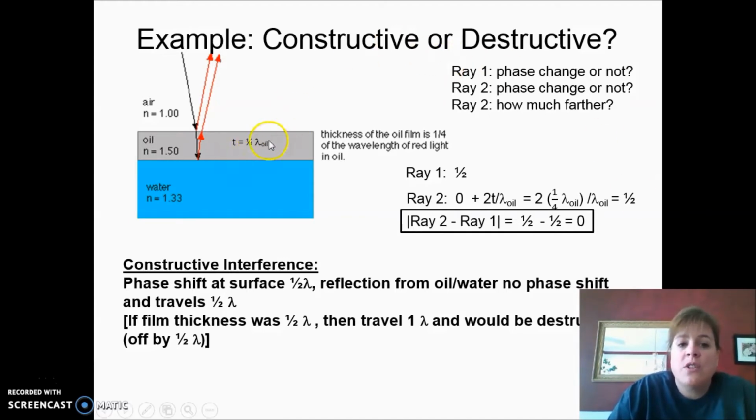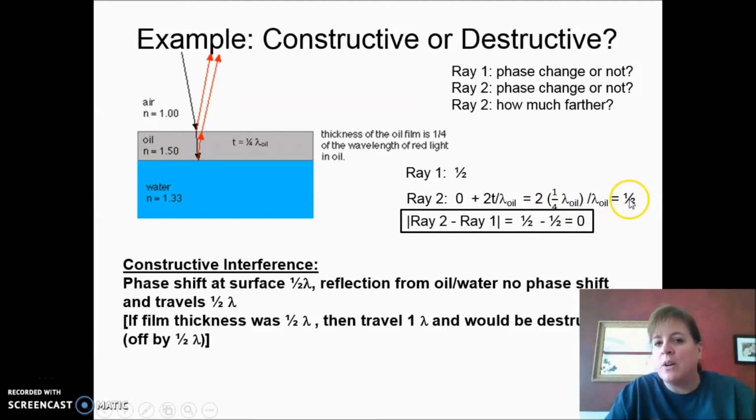Now, if we had switched this and maybe had it a little thicker, so maybe it was a half of a wavelength in the oil, right? If this was a half, then this would end up with a whole number, and I would end up being off by a half, and then it would be destructive. But in this case, constructive.